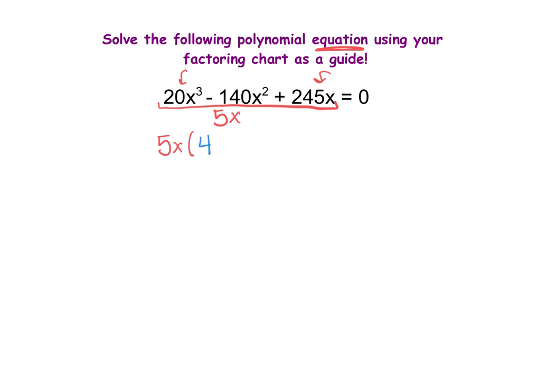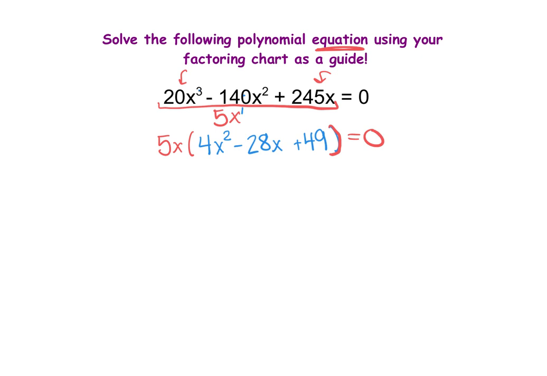The x cubed over x to the first, we subtract those and get x squared. Then negative 140 divided by 5 is 28. X squared over x to the first, we're left with just x to the first power because 2 minus 1 is 1. And then 245 divided by 5 is a positive 49, and the x's cancel. So we can see here how we have factored out a greatest common factor.